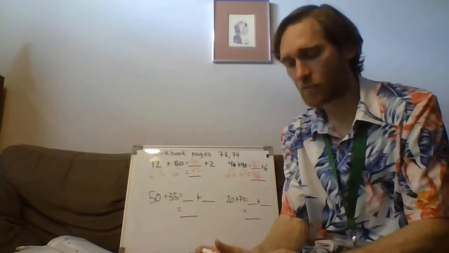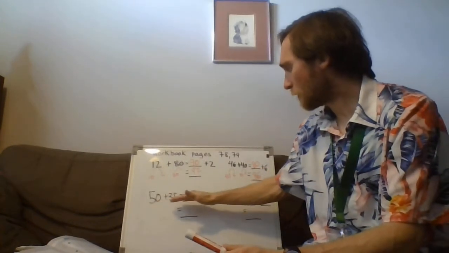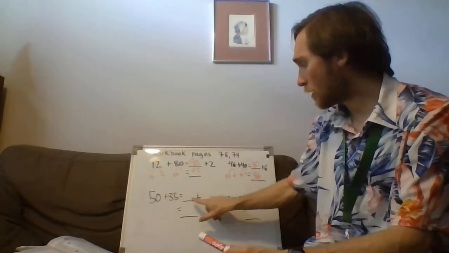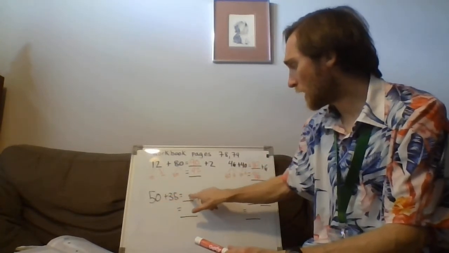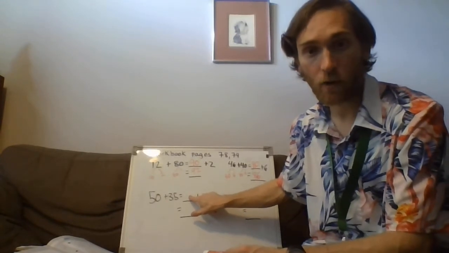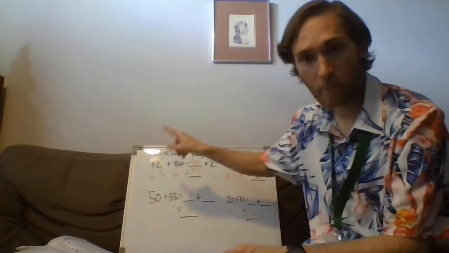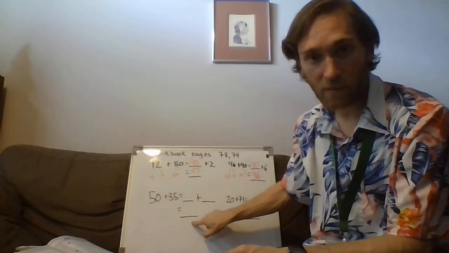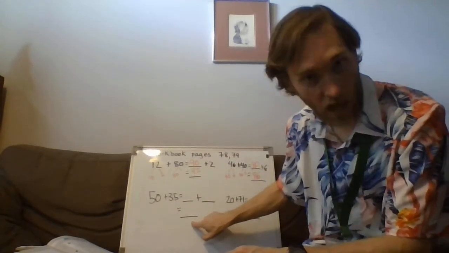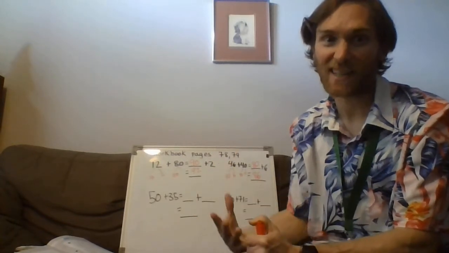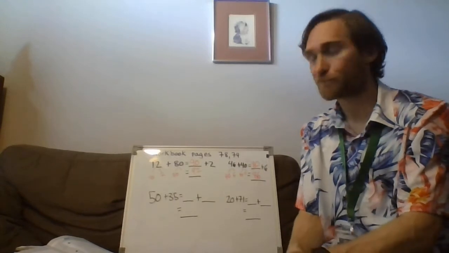All right, this next one. Now, 50 plus 35 equals blank plus blank equals blank. We know that when we do 50 plus 35, this first blank is how many 10s there are, plus that second blank is how many 1s there are. The blank at the bottom is our answer, our sum. We say sum because that's a fancy math word when we're finding the answer for an addition problem.